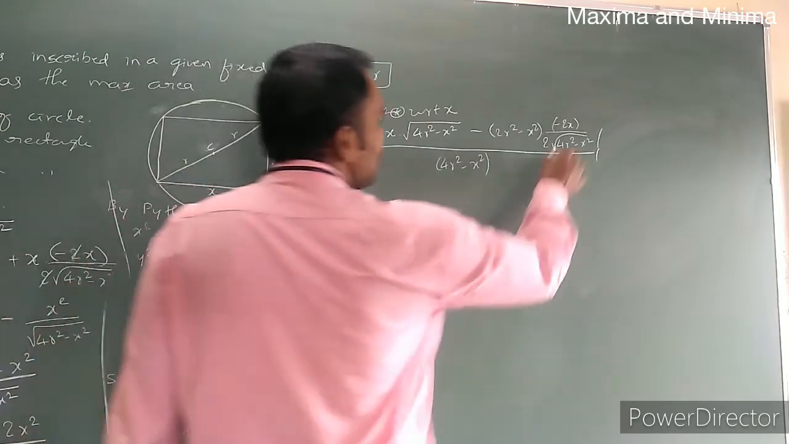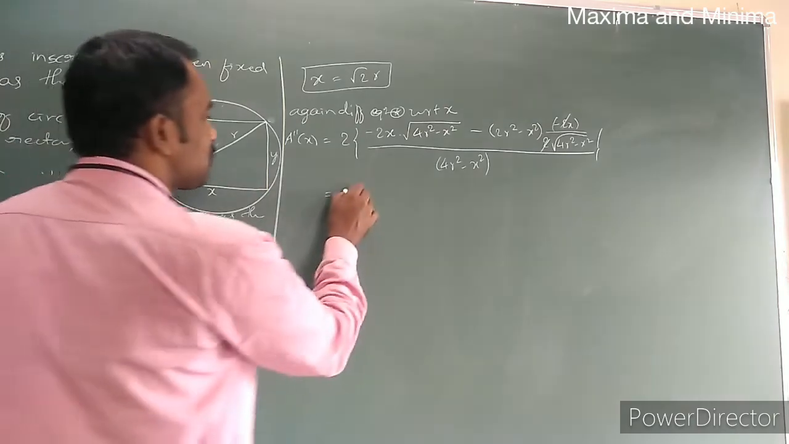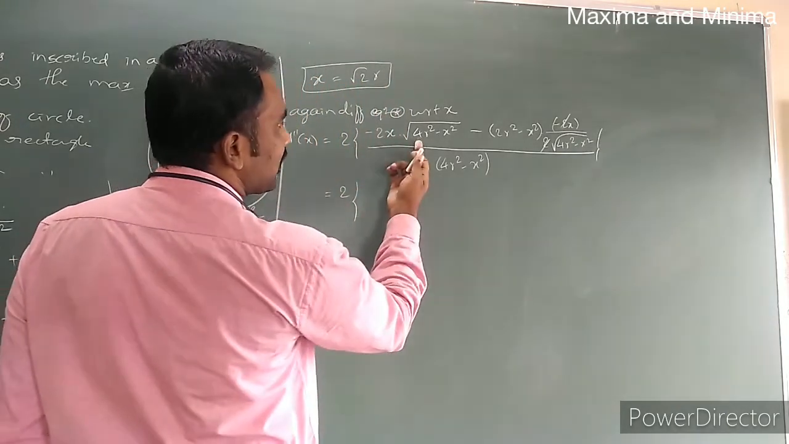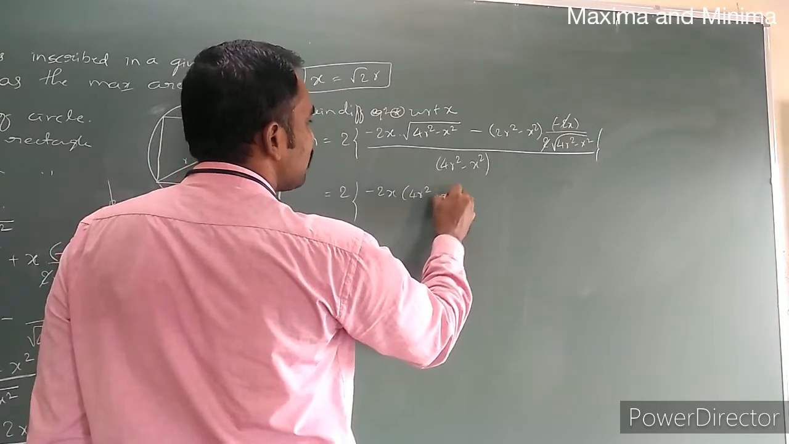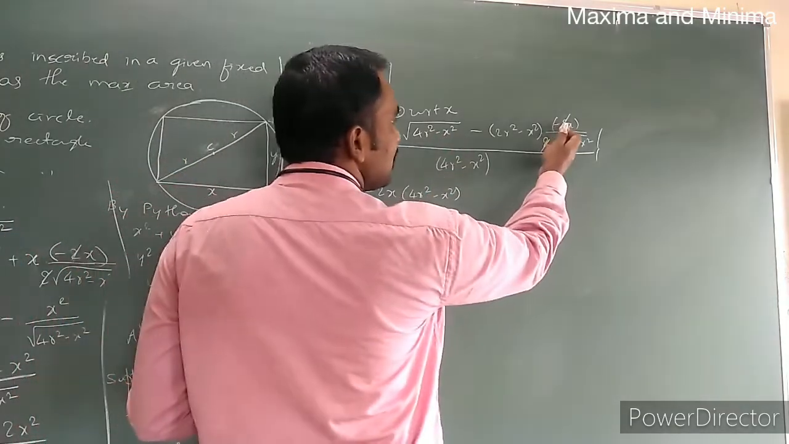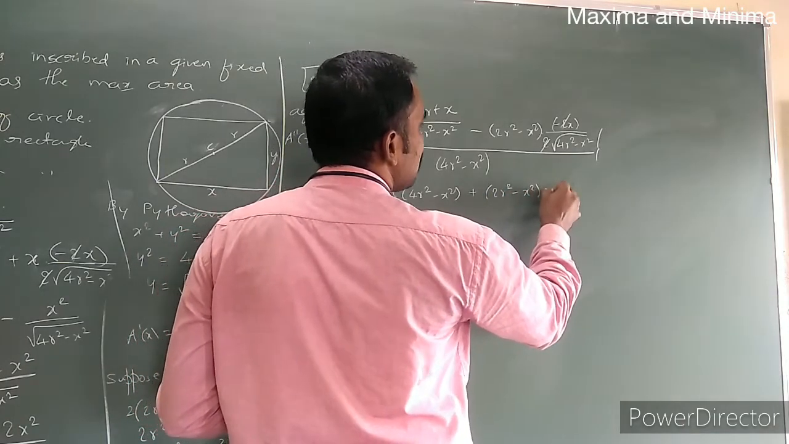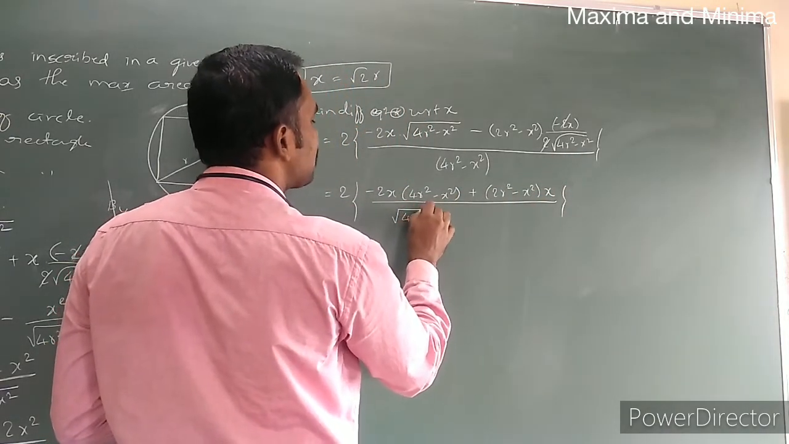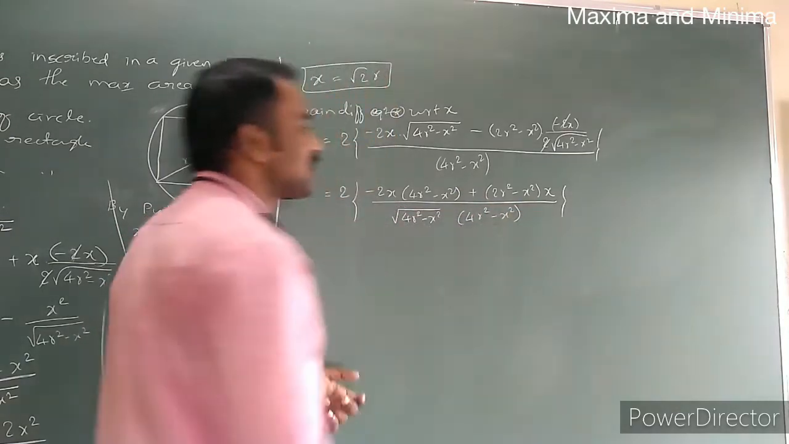Now simplify. Here the 2s get cancelled; the 2 I kept outside stays as is. Now take the LCM, which is the root of 4r² minus x². The root terms get cancelled, leaving only 4r² minus x², because root x into root x is x. Minus and minus become a plus: 2r² minus x² into x, the whole thing divided by the LCM term taken to the denominator, 4r² minus x² into 4r² minus x².